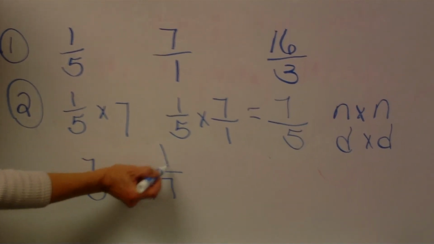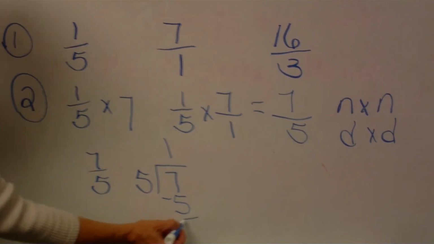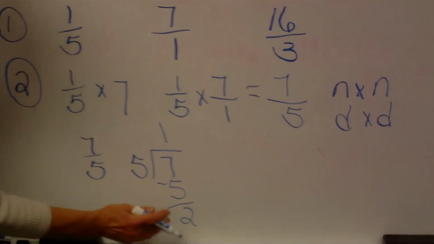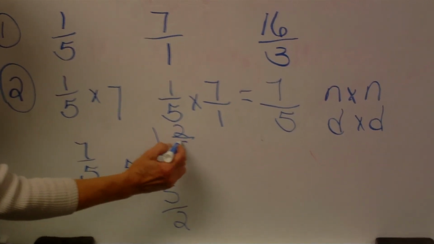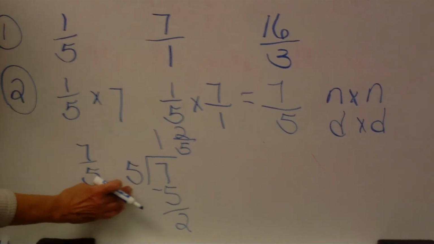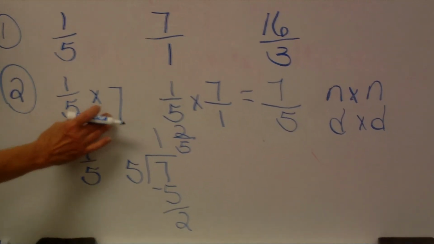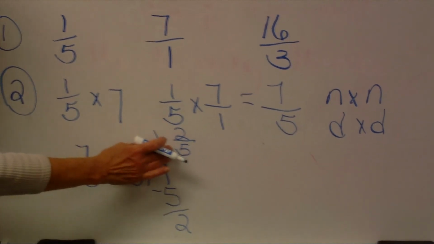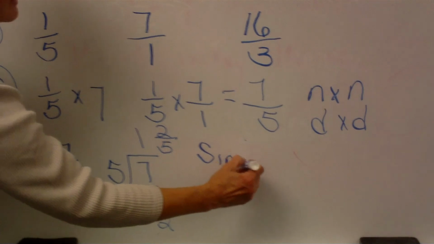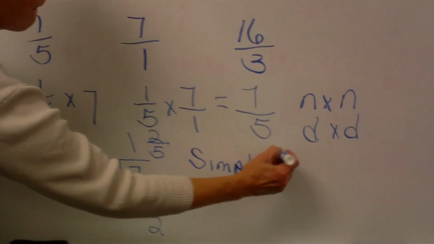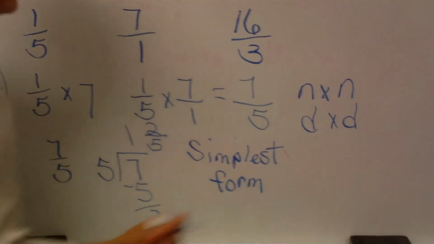The answer is 1. How many pieces did we use? We used 5. How many pieces are left over? 2. This 2 is going to be written as a fraction, 2 over the divisor, 5. So the answer to our problem, 1/5 times 7, is now 1 2/5. And this answer is in what we call simplest form. All fractions have to be written in simplest form.